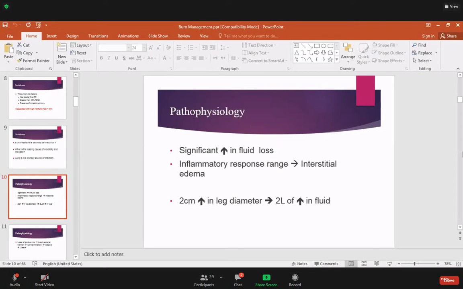So there is a twofold loss now. The first loss is because of the skin loss, and the second is because of the edema that is causing the fluid to come out of the capillaries and accumulate in the interstitial spaces. A rough estimate is that if the leg diameter of a patient is more than 2 centimeters compared to the normal, unburnt side, almost 2 liters of fluid has accumulated in this leg because of the edema. 2 liters of fluid has been taken out of the capillaries, and it is now lost in the interstitial spaces.